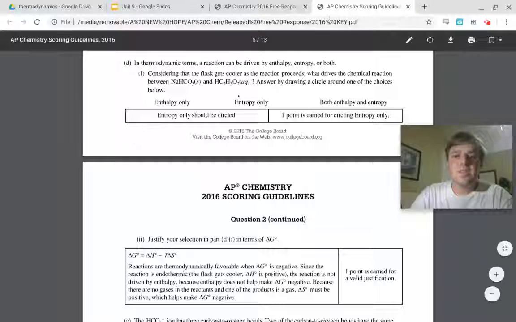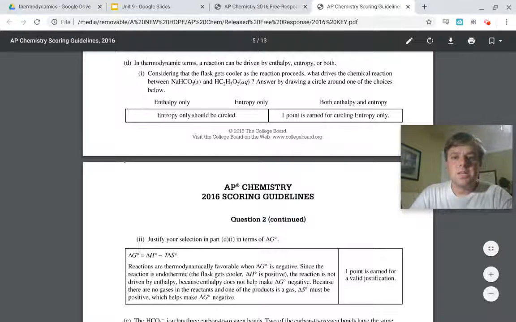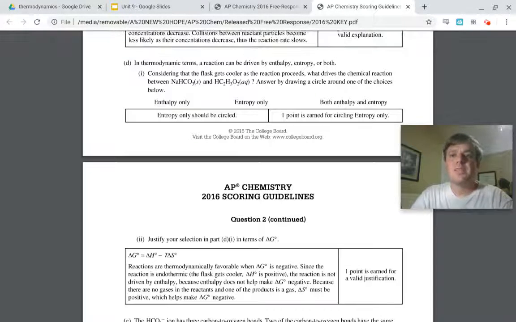So those are some scoring guidelines for how an exam would work for this. There are a few different ways to answer this, but that's just one example of the type of question you could see on an AP exam.